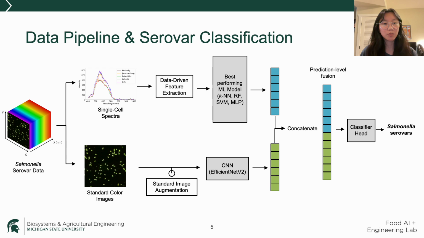So with the same sample prep as before, 500 hyperspectral images of 5 Salmonella serovars were collected. Spectral data was pre-processed and used with machine learning models. Then on the bottom, image data was pre-processed and used with EfficientNet, and the outputs were combined together for a fused classification of Salmonella serovars.